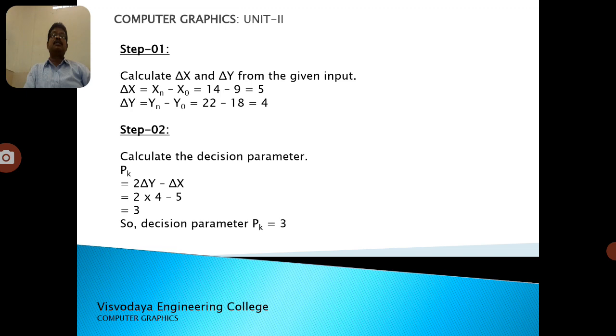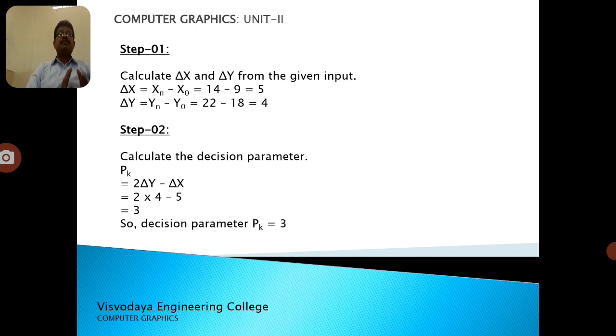So now we can calculate the decision parameter pk. The decision parameter pk equation is 2 into delta y minus delta x, which equals 2 into 4 minus 5. So 8 minus 5, which equals 3. So the decision parameter value is 3.